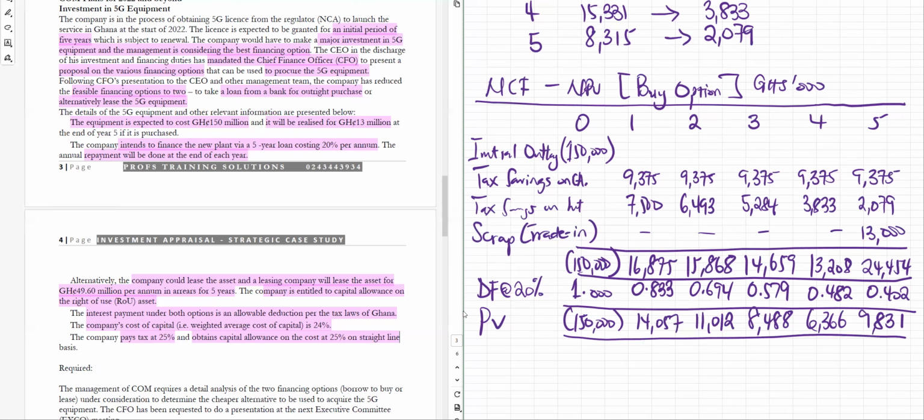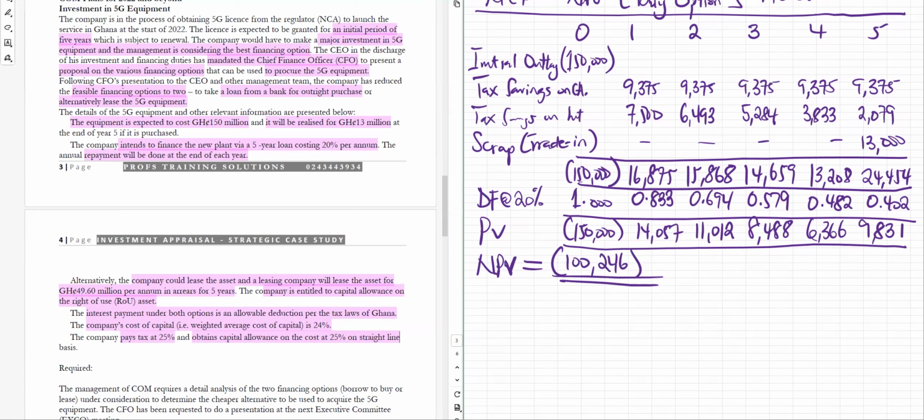So now that I have all the present values, I can find my net present value under the buy option. So what is my NPV? That is the sum total of what we have. Negative 150,000 plus 14,057 plus 11,012 plus 8,488 plus 6,366 plus 9,831. And that gives us a negative 102,446.